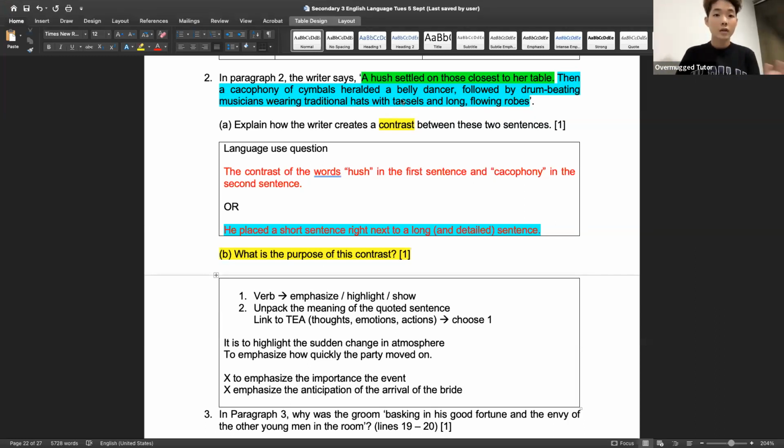Okay, so 3B, to create suspense. What she wrote, to create suspense, is normally the model answer for most of the questions. In this case, it is not, unfortunately. But most of the time, that is a model answer. Just take note of it.